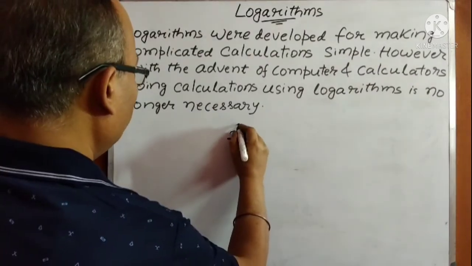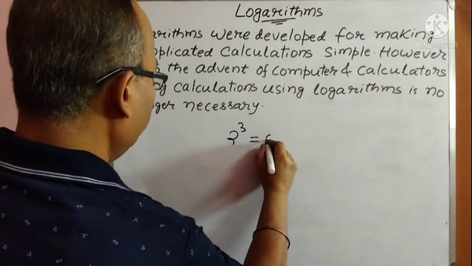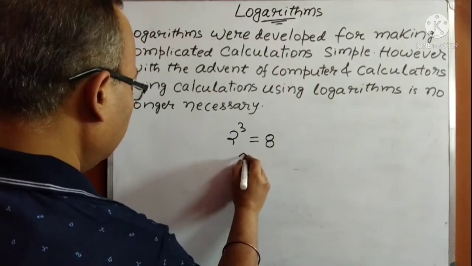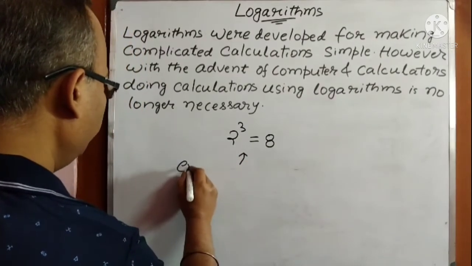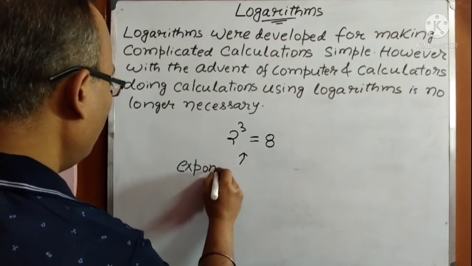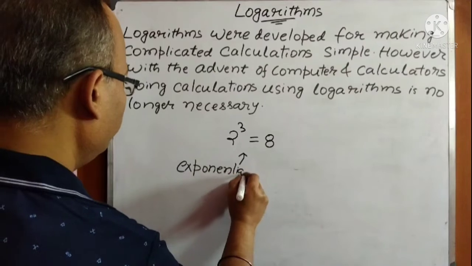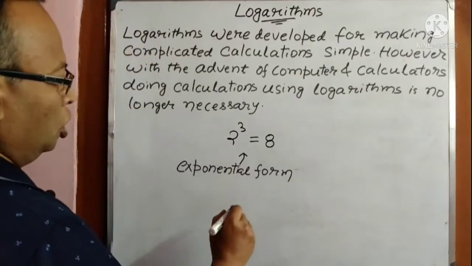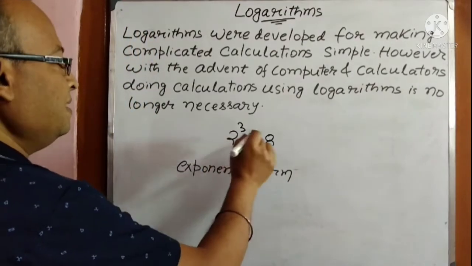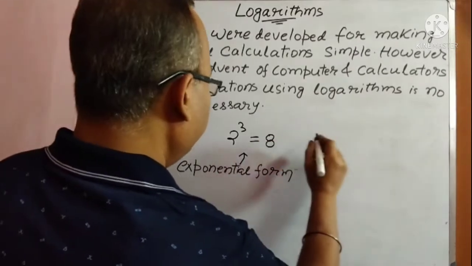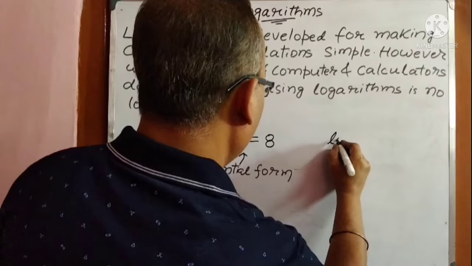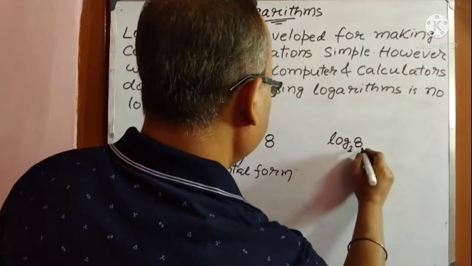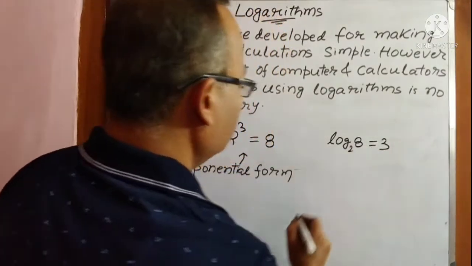I am writing 2 to the power 3 is equal to 8. Is it clear? This is called exponential form. Okay, so we will write this thing in logarithmic form. We will write this thing as log 8 to the base 2 is equal to 3.